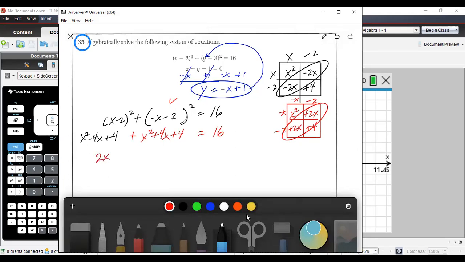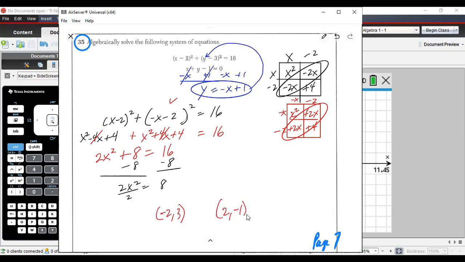So this is going to be 2X squared. The negative 4X and the positive 4X are going to cancel. And then 4 plus 4 is 8. And that's going to be equal to 16. I want to solve for X. So I'm going to subtract 8 from both sides. So it's going to be 2X squared equals 8. Divide by 2. So X squared equals 4. So if I take the square root, X equals plus or minus 2.